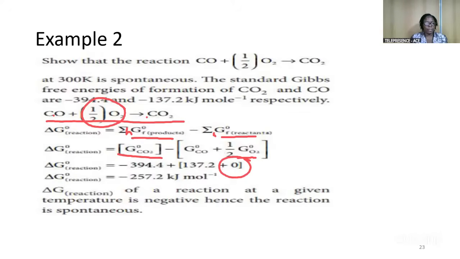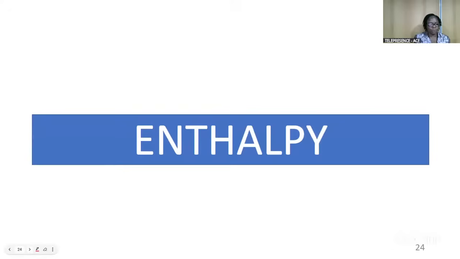So delta G of the reaction is going to be this, which is for the product CO2. CO2 is already given here. And then this is for the reactant. The second reactant has the value of 0. So delta G of the reaction is going to be minus 257.2 kilojoule per mole, which implies that at the given temperature, delta G of the reaction is negative, and so the reaction is spontaneous. So that is how you solve the problem.